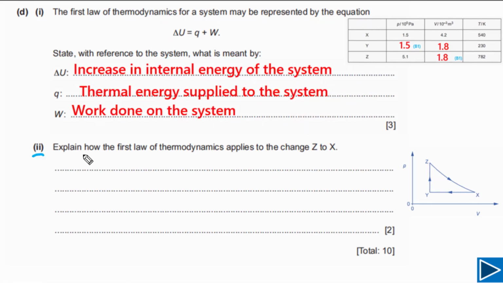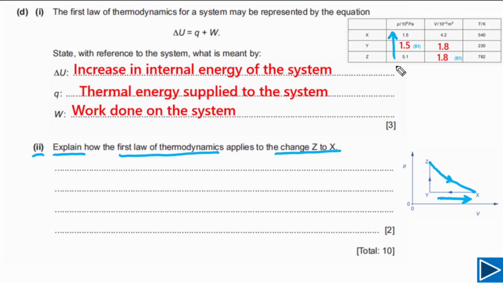For the second part, the question is asking us to explain how the first law of thermodynamics applies to the change Z to X. Means from this state to this state. If you look at Z and if you look at X, simply we can see that the volume is increasing from Z to X. So the gas is expanding. So this is expansion.